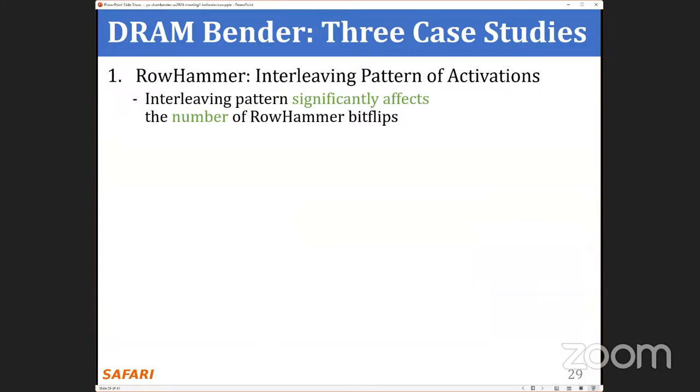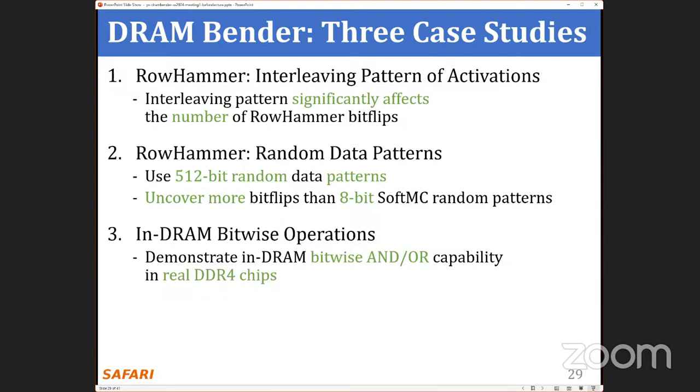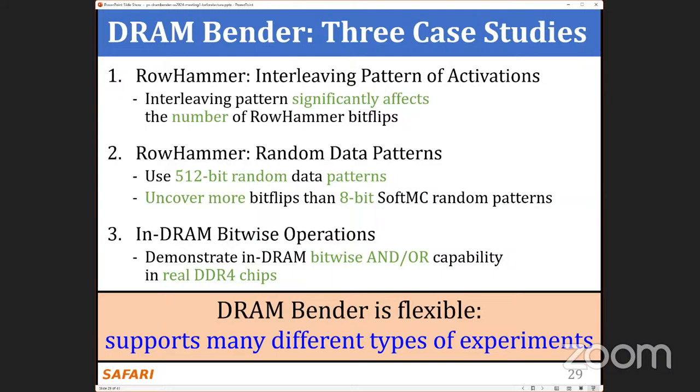With DRAM Bender, we perform three case studies. First, we study how the interleaving of the activations to the aggressor rows affects the RowHammer vulnerability of DRAM chips. Second, we test how the data pattern affects the number of bit flips we can achieve with RowHammer. And third, we test the feasibility of in-DRAM bitwise operations with commercial off-the-shelf real DDR4 DRAM chips. So this shows that DRAM Bender is flexible. It supports many different types of real DRAM experiments.